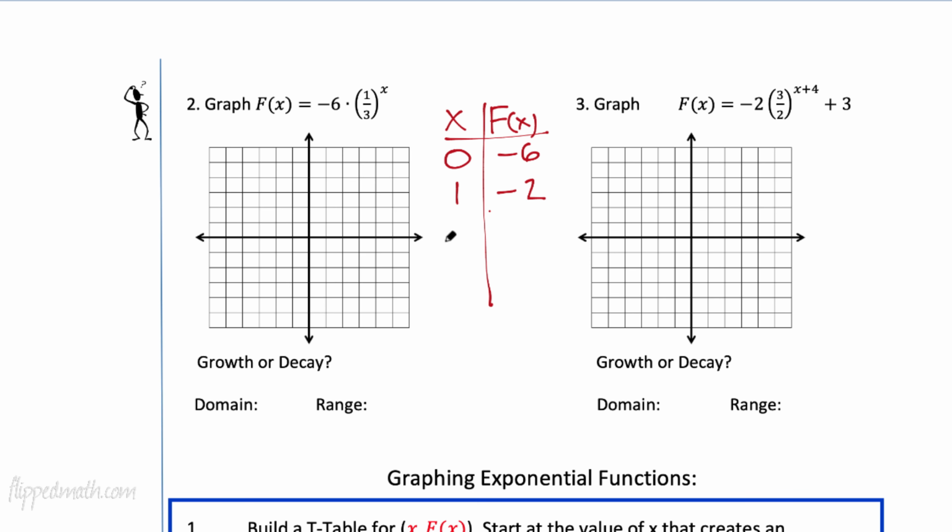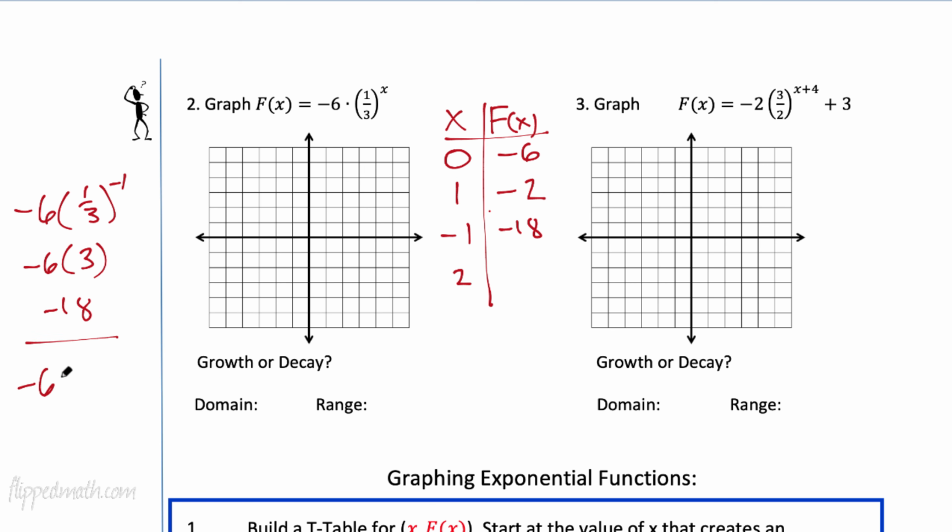All right, let me plug in a -1. This one's always a little tricky. So -6 times 1/3 to the -1 power. A -1 exponent flips. It's the reciprocal of this. It's going to move this 3 up to the top. So that's really -6 times 3, which is -18. All right, now that's going to be way off my graph. So see, I'm just picking values here. Let me go to 2 because that's off my graph.